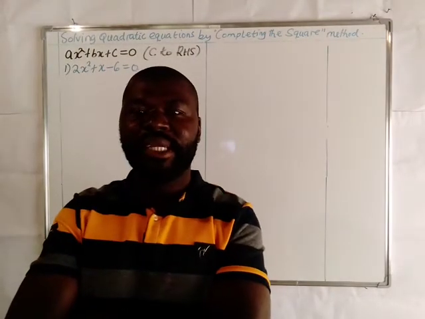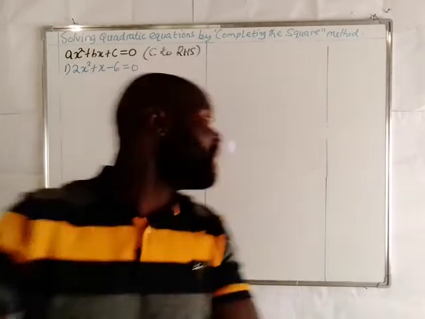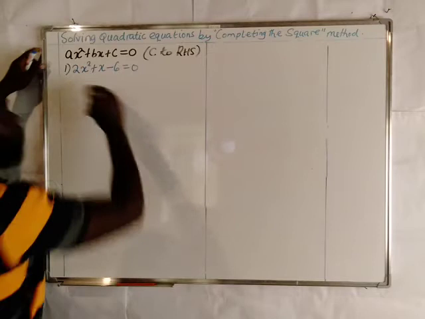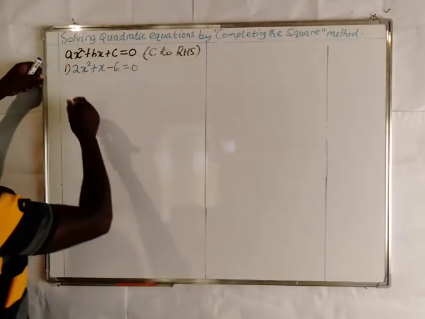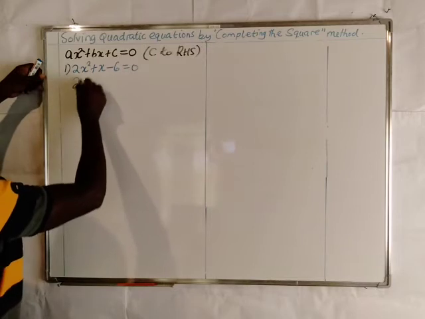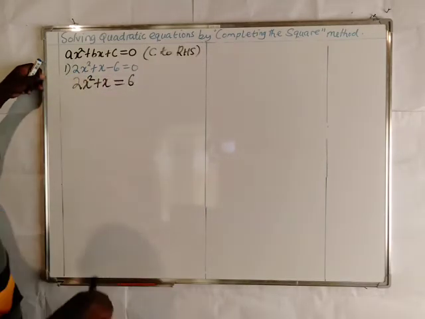Solving quadratic equations by the method of completing the square. We have an example on the board. According to the method, we have to transfer negative 6 to the right hand side so that we have 2x squared plus x is equal to positive 6.